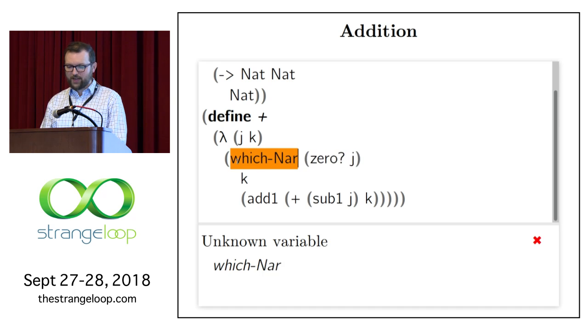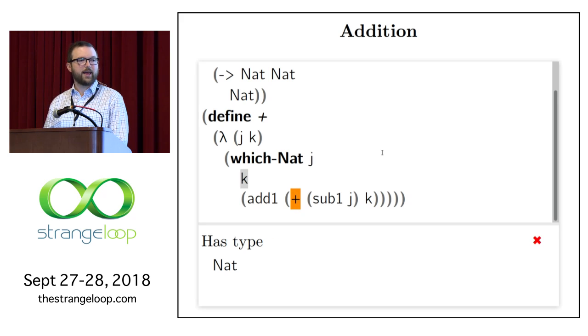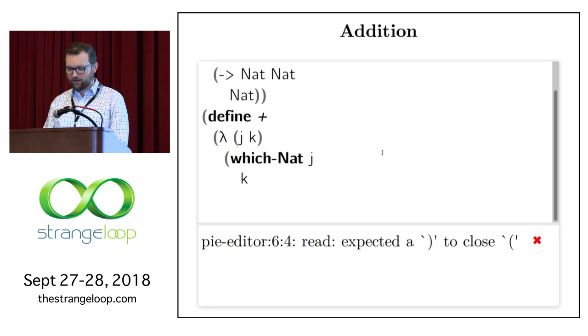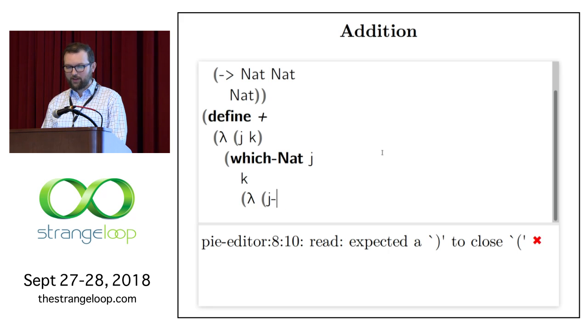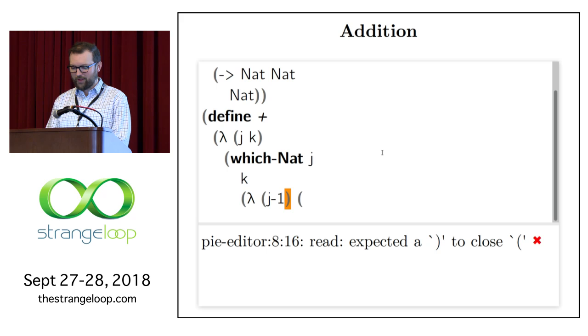Because that's what we're doing, right? We're checking which nat we've got. Have we got 0, or have we got add1 of something else? And if we've got 0, well, we're going to check that on j. And if we've got 0, we want to return k, just as before. The second argument to which-Nat should be a function. So I'm going to control k here and say lambda. And this function, if j is add1 of something, then that something is the result of j minus 1. So I'm just going to call this variable j-minus-1. We're allowed to have hyphens in variable names here. And then the result will be add1 of plus j-minus-1 k.